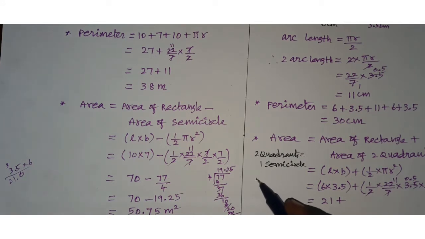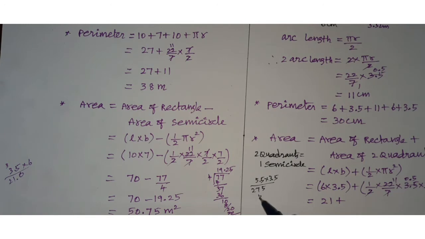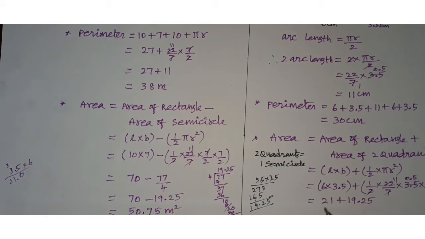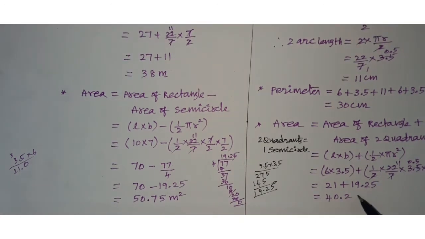So 5.5 into 3.5. So 5 5s are 25, 5 5s are 25, 27, 3 5s are 15, 1 carried, 6. So 5 2 9 1 2. Decimal: here 1 decimal, here 1 decimal, 2 decimals. I hope multiplication you know very well. So 19.25. Okay, so when you add these two values, 19 plus 21, 40, 40.25. So the answer is 40.25 centimeters square area.